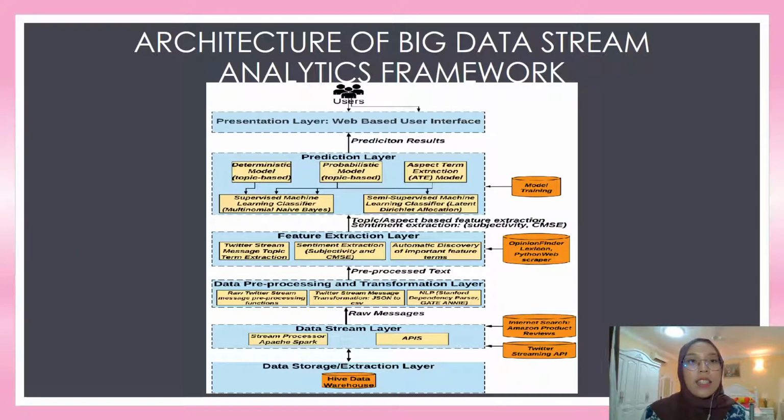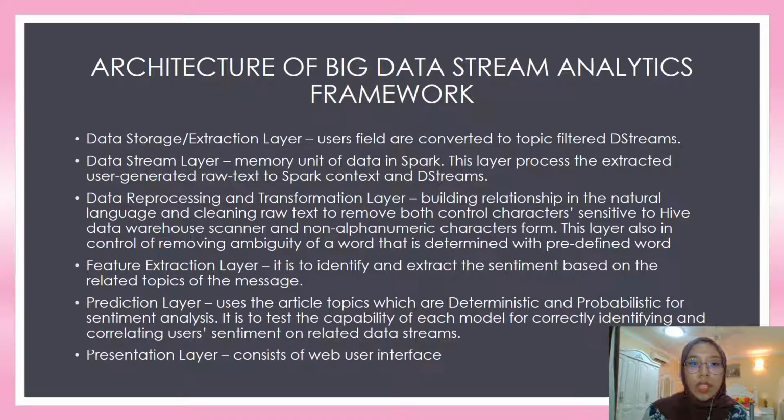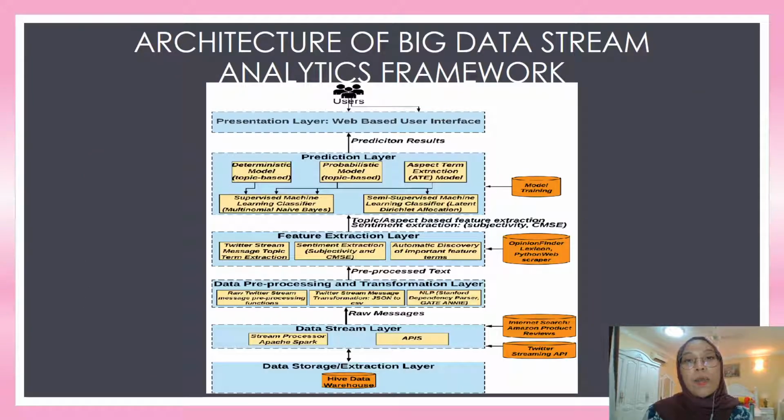Okay, so next is the architecture of big data streams analytics frameworks. I will explain each layer, what it means and how it happens, and how the user will find the trending word. It starts from the data storage at the bottom. The data storage and extraction layer is where the user fields are converted to the topic filtered data streams layer. So basically, when people tweet or talk about something, it goes into a data storage, and it converts the topic filtered to the data stream layer.